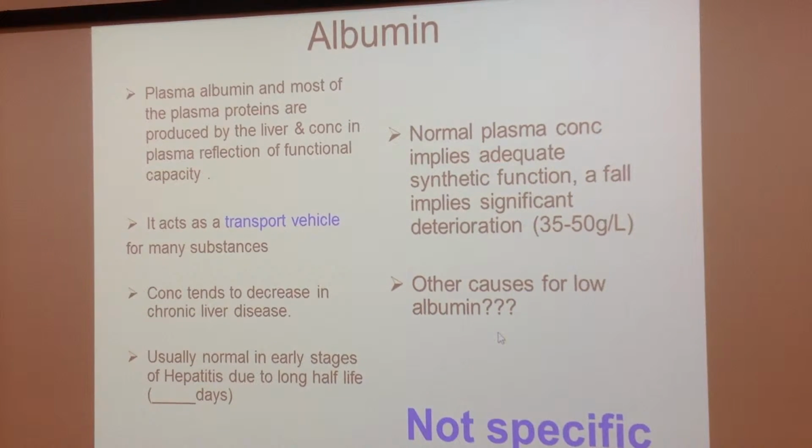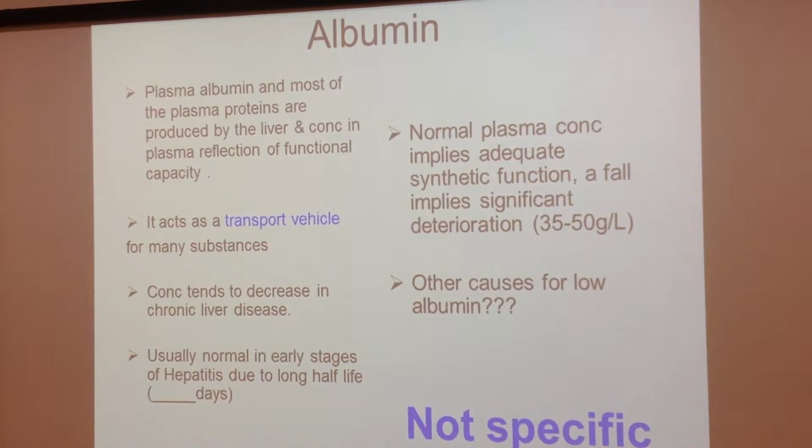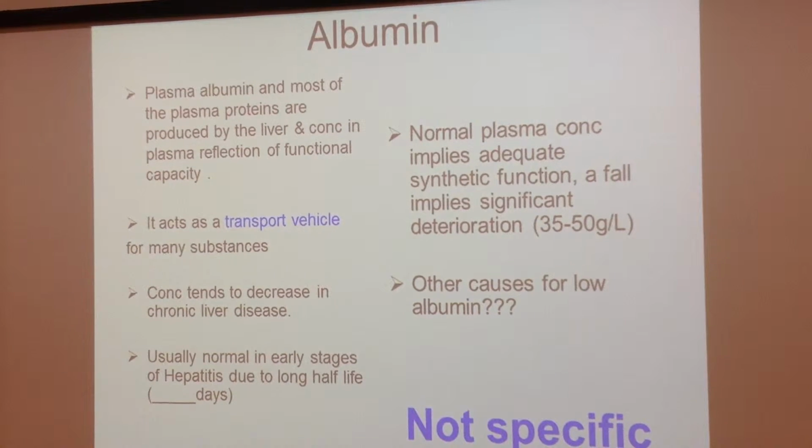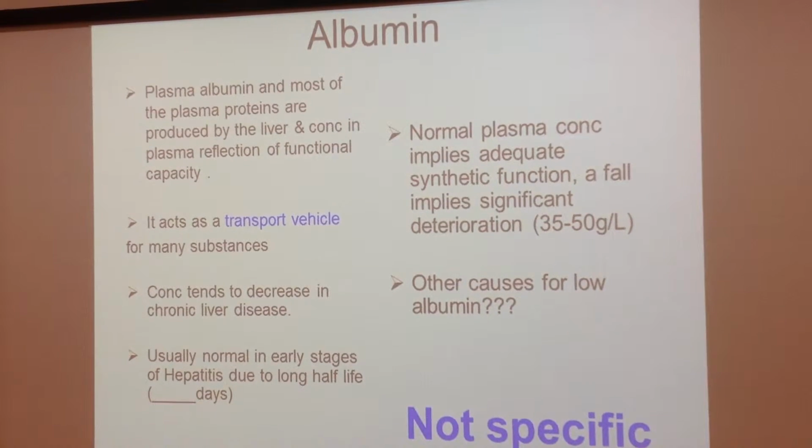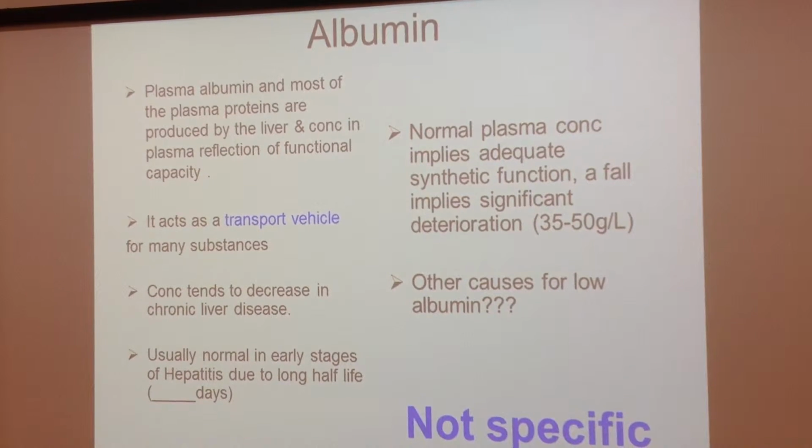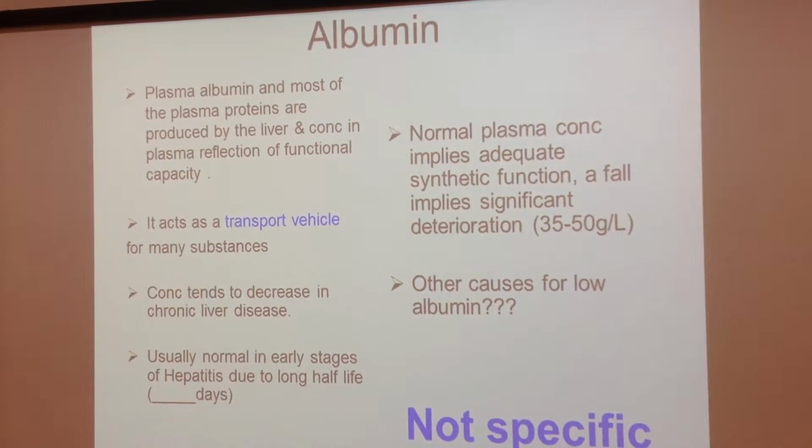And then we think of what else might cause albumin levels to drop. Nothing to do with liver. Low albumin. What would cause albumin protein to go low? Any ideas? Anemia? Not anemia. Remember, it's nutrients. Protein, nutrients. Kidney dysfunction.